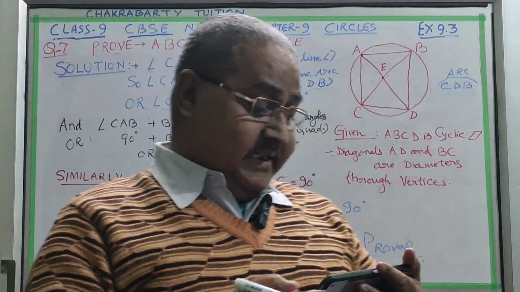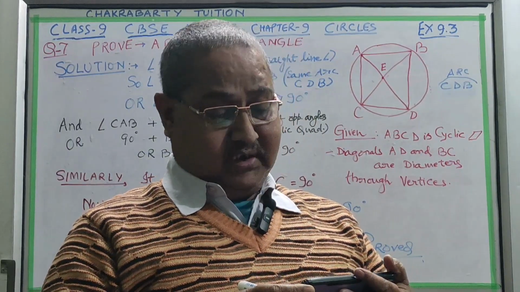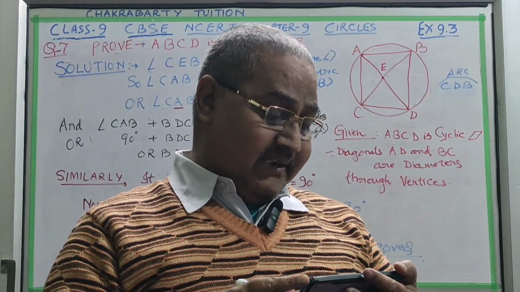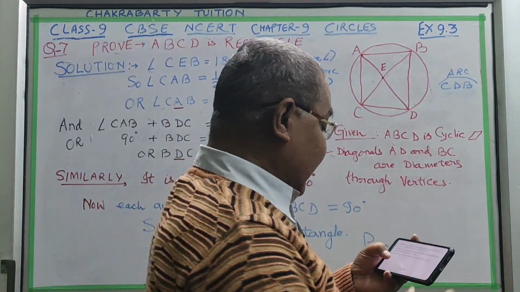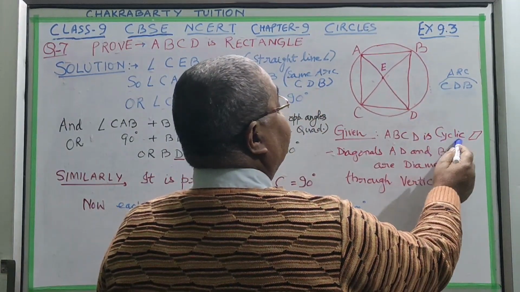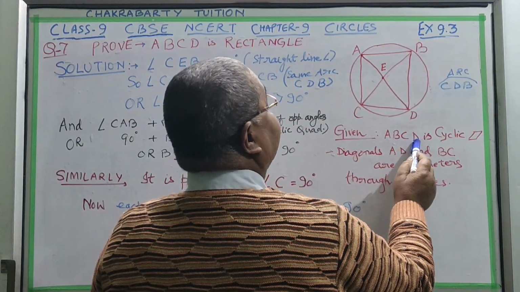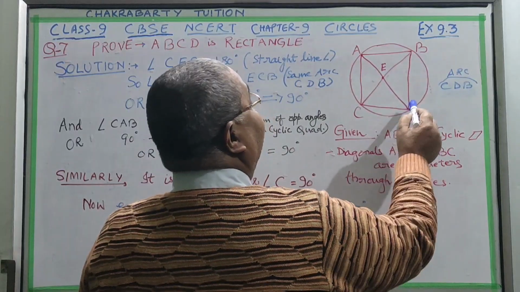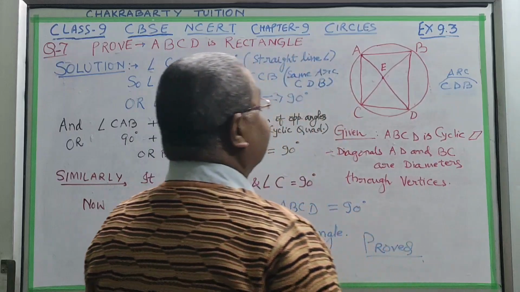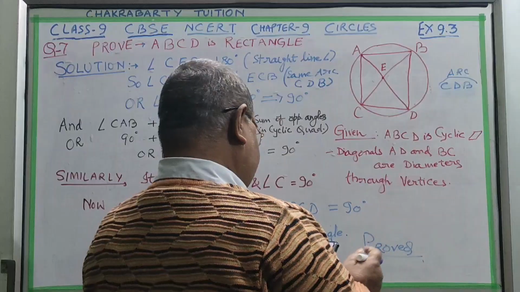Question number 7: If the diagonals of a cyclic quadrilateral are diameters of the circle through the vertices of the quadrilateral, prove that it is a rectangle. It says one quadrilateral ABCD is given which is cyclic. Cyclic means all 4 vertices are touching the circle. D is a vertex, and these are the vertices touching the circle.